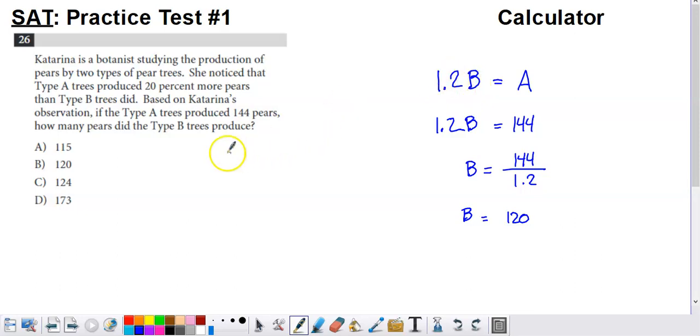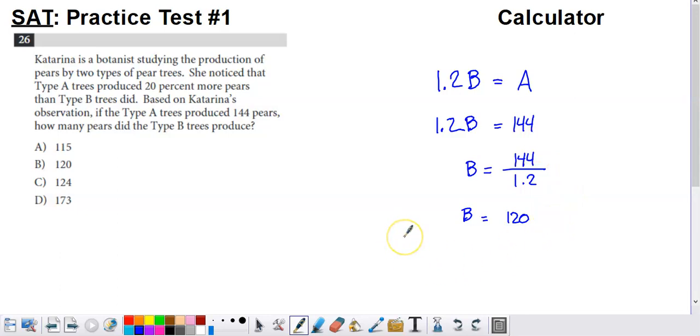We want to know how many pears the type B trees produced. Well, we know how many the type A trees produced. It's 144. So if I put 144 in place of the A, if I solve for B, that's going to tell me the number of pears that those type B trees produced. And that's a one-step equation. And what you end up with there is you end up with 120 pears.